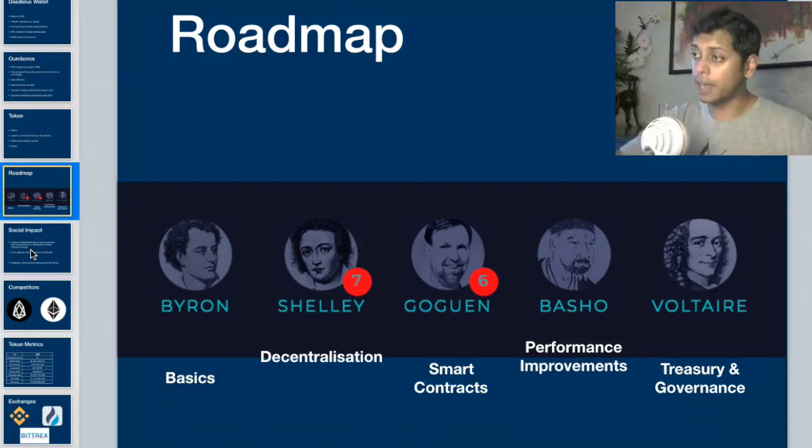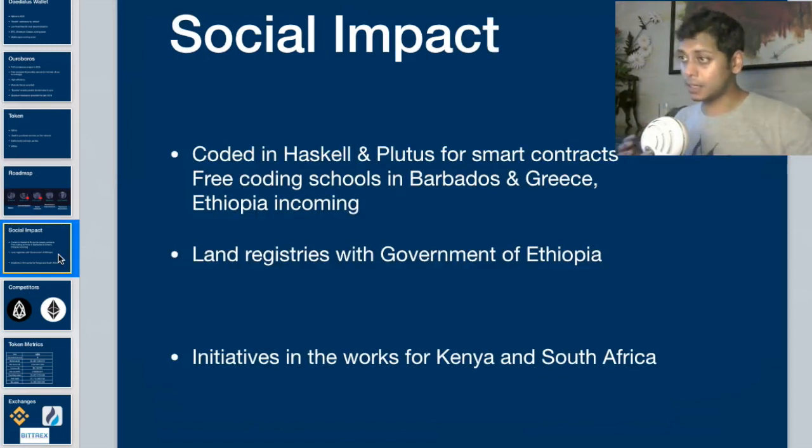is build a grassroots network. While this phenomenon is not unique to cryptocurrency, lots of companies want to come in and revolutionize the third world, bring them to the future, and use their lack of development to leapfrog certain aspects that are existent in the West. Cardano is coded in Haskell, but it uses another language called Plutus for smart contracts. Not too many people know either of these languages. They want to start from the ground up, and they have offered free coding courses in Barbados and in Greece.